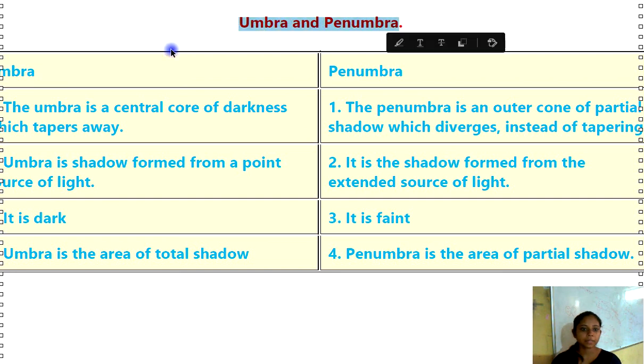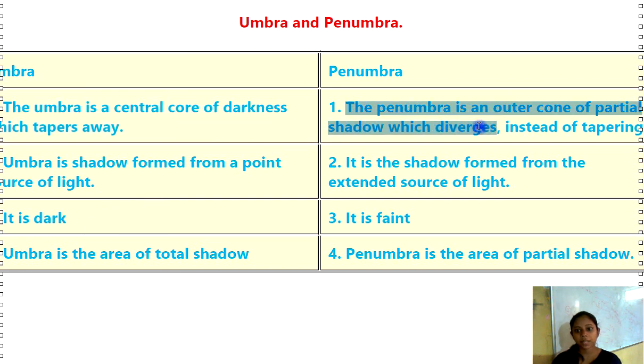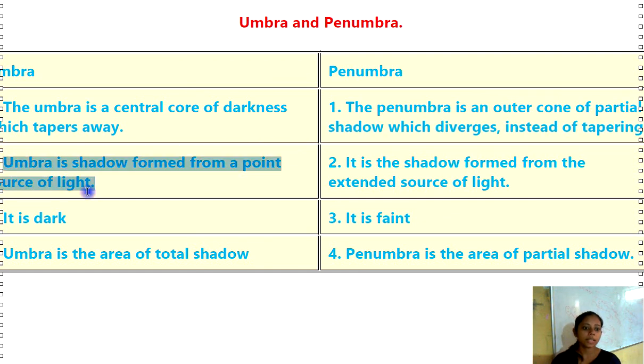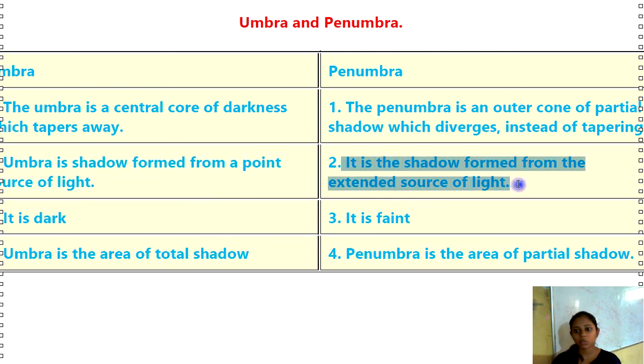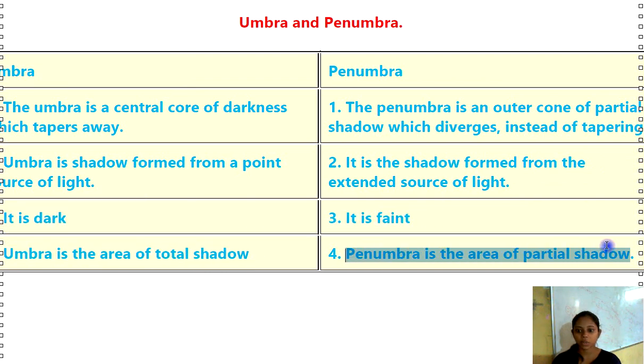Umbra and penumbra. Umbra: the umbra is a central core of darkness which tapers away. Penumbra is an outer cone of partial shadow which diverges instead of tapering. Umbra is a shadow formed from a point source of light, and penumbra is a shadow formed from an extended source of light. Umbra is dark, penumbra is faint. Umbra is the area of total shadow, penumbra is the area of partial shadow.